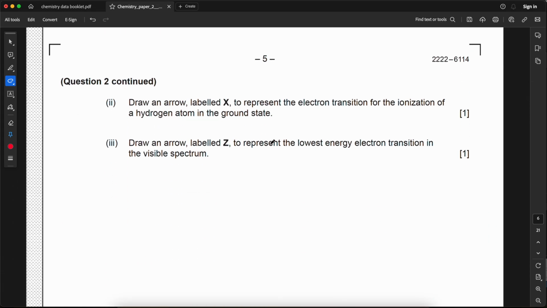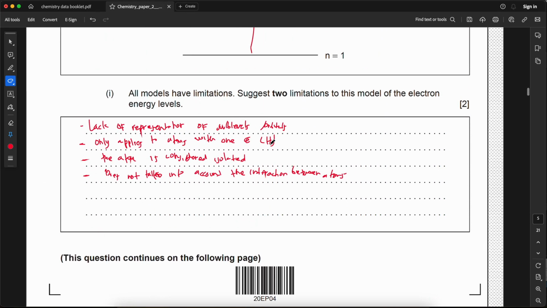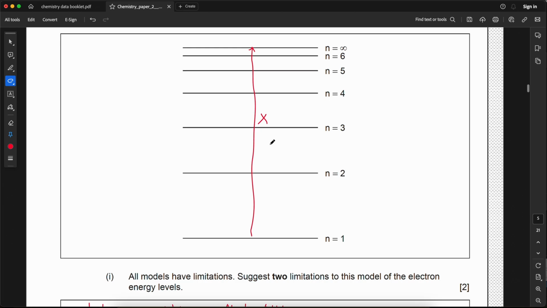Draw an arrow, label Y, to represent the lowest energy. So the lowest energy will be from 3 to 2. Okay, this will be Y. For your information, it's the red with the longest wavelength, lowest energy.